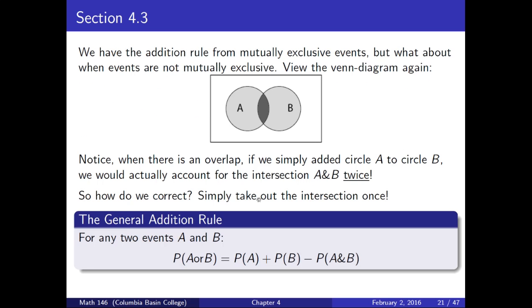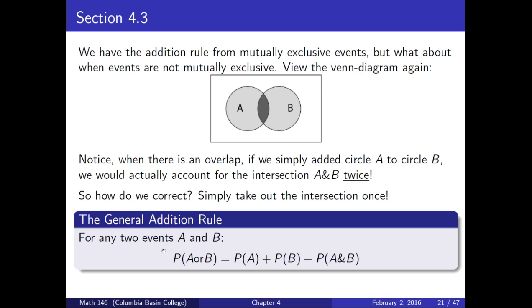Now, things get a little trickier when we don't have mutually exclusive events. So consider two events that are not mutually exclusive, meaning they have some amount of overlap. Notice when they overlap, if we just add up A and B, we've actually counted this intersection twice. I added all up from A, added all up from B, and everybody in here got counted twice. So how do we correct that? Well, it's actually pretty simple. If I know my intersection is in there twice, I'm just going to take it out once.